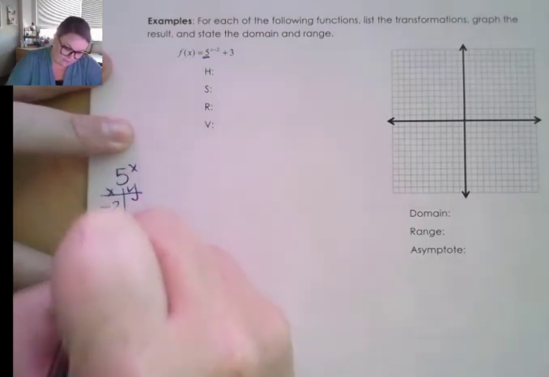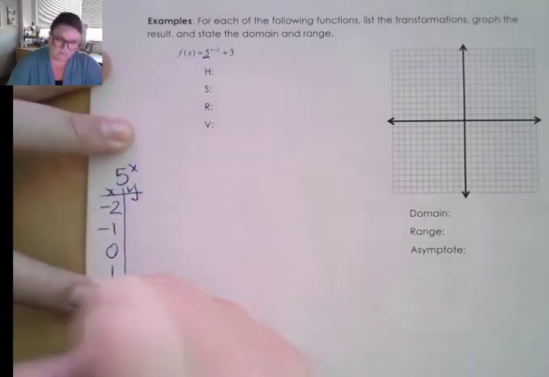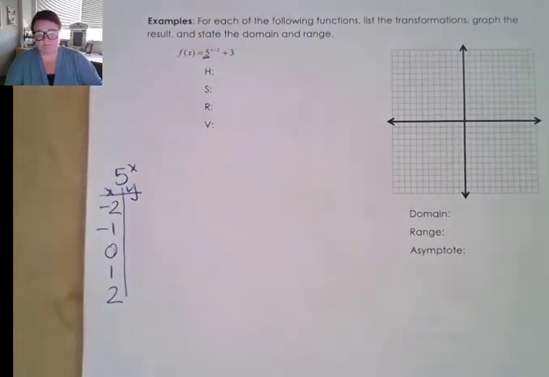So I'm going to use -2, -1, 0, 1, and 2. A lot of times, I know we've just used 3 points when we do transformations, but with exponentials, we really want to use 5 so that we get a good shape, and it's easy to see where our asymptote is.